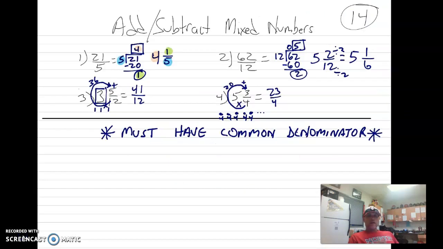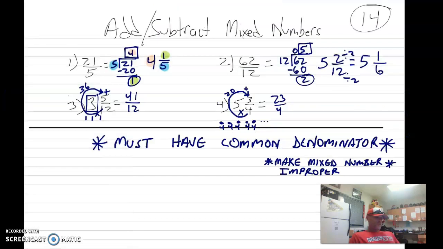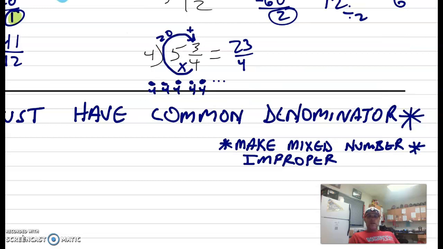So just like when we were adding and subtracting fractions last week, they must have a common denominator. Absolutely must be the same size pieces. Okay, and that's what denominators are. Same size pieces. Alright, so we have to absolutely have a common denominator. It does not work if we do not do that. If we always make the mixed numbers, like number 3 and 4 that you did at the beginning, into an improper fraction, you will never make a mistake.